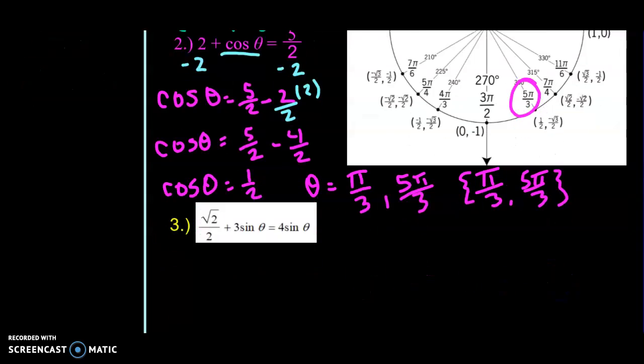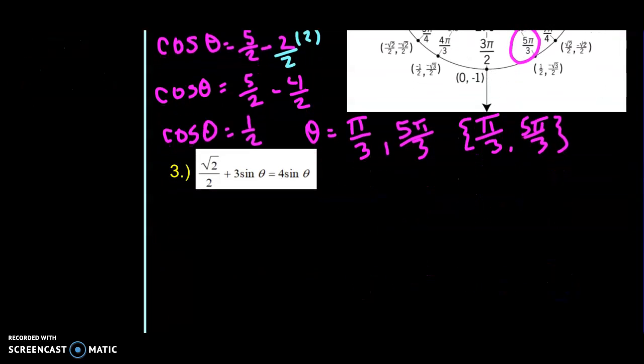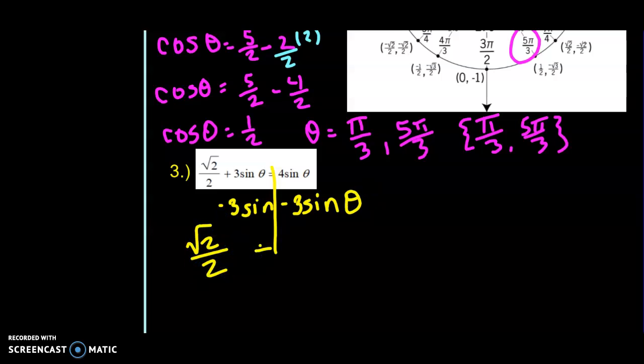Okay, let's look at one more involving our sine. Again, what do I do to leave sine by itself? We subtract 3 sine theta from both sides. And then we're left with radical 2 over 2 equals 4 sine theta minus 3 sine theta. To subtract the 4 minus 3, because sine is alike, you have 1 sine theta. So I don't even have to worry about the 1. I could rewrite this, if it helps you, as sine theta equals radical 2 over 2.